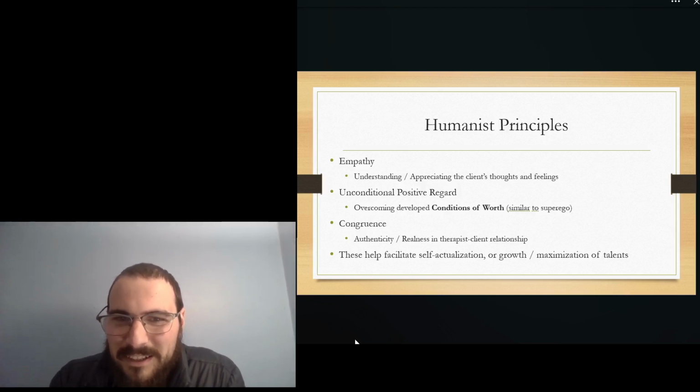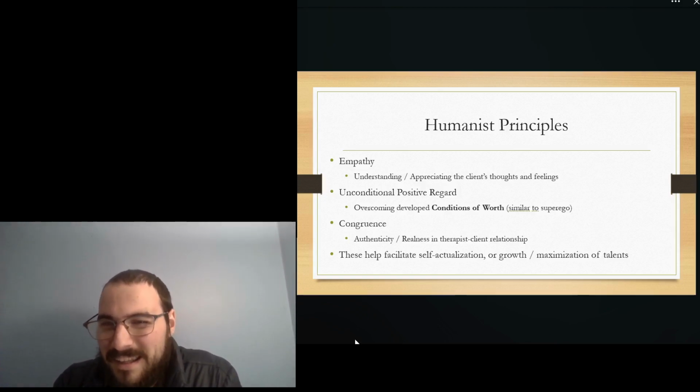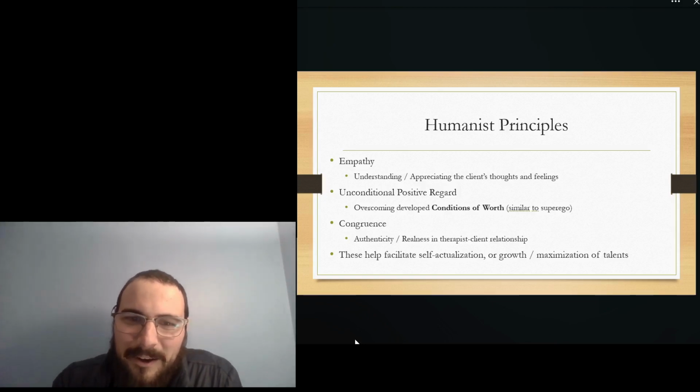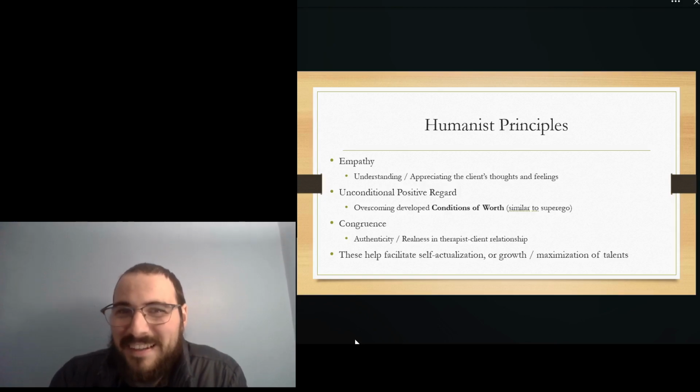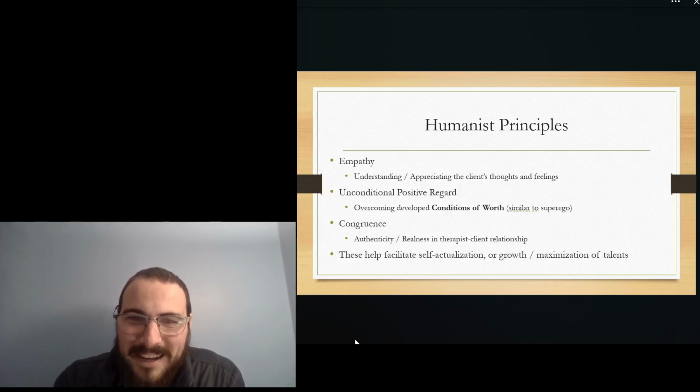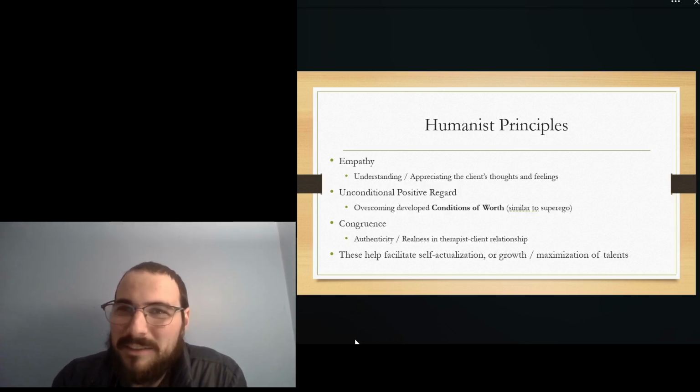And empathy is understanding and appreciating the client's thoughts and feelings. This idea of unconditional positive regard, in some way, resembles love, right? And it's just viewing someone positively no matter what they do.